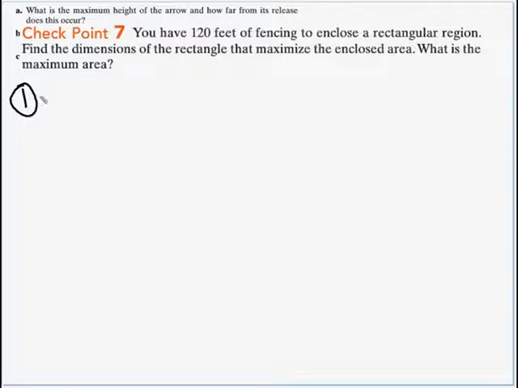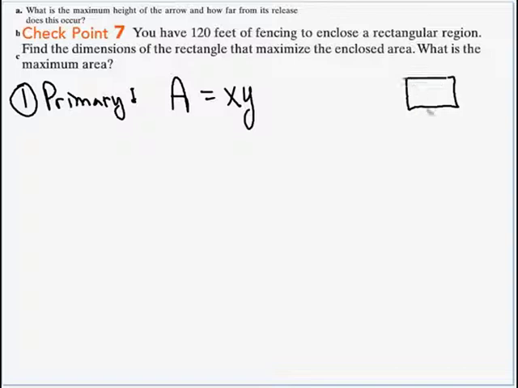One, what do we want to maximize or minimize? Again, if you make it to calculus, this is called our primary equation, and that's what we want to minimize or maximize. And here again, we are maximizing area. Area equals x times y, or length times width.